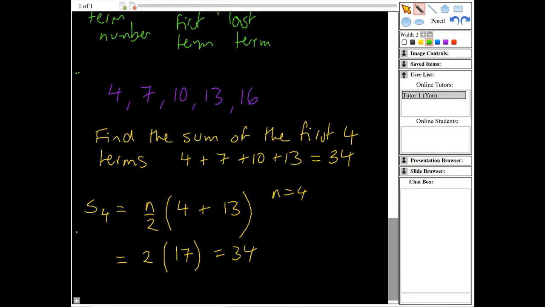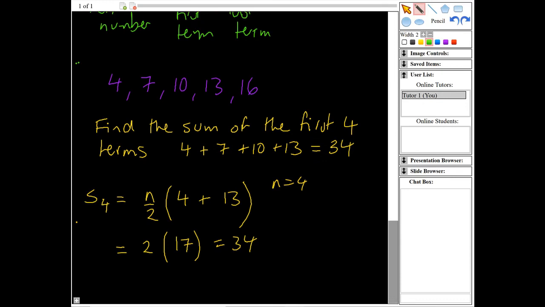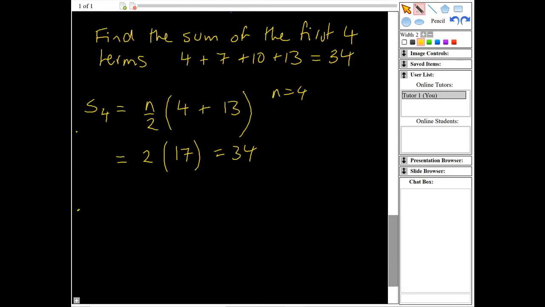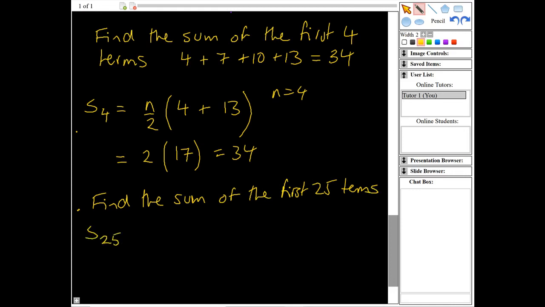You can also, if you wanted to, use the other formula if you didn't know the last term was 13. So say we want to work out the sum of the first 25 terms. So say it says, find the sum of the first 25 terms, then in this case it would be more sensible to use the second version because we don't know what the 25th term is. So that would be n over 2, and then it would be 2a plus n minus 1 times d.